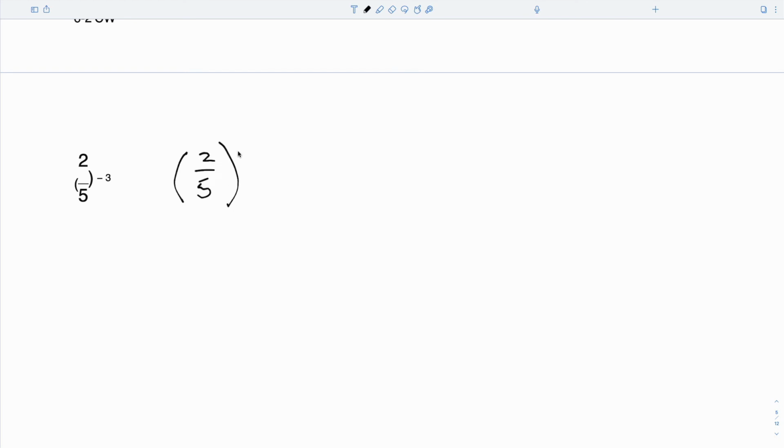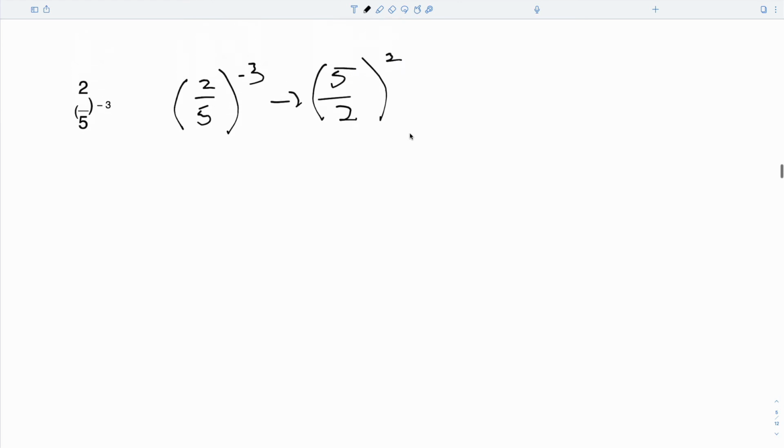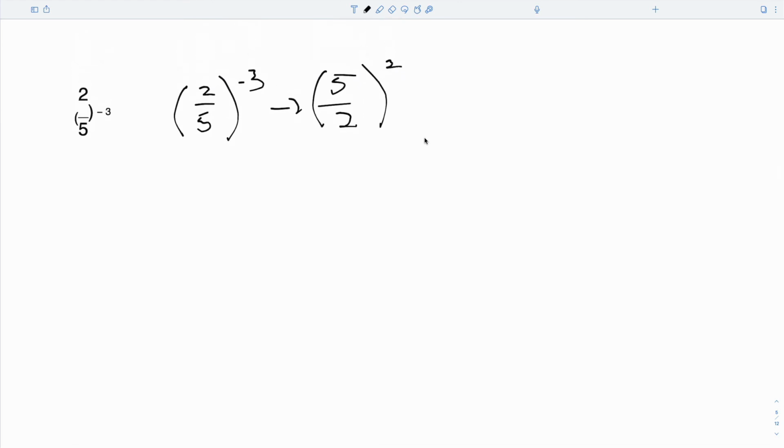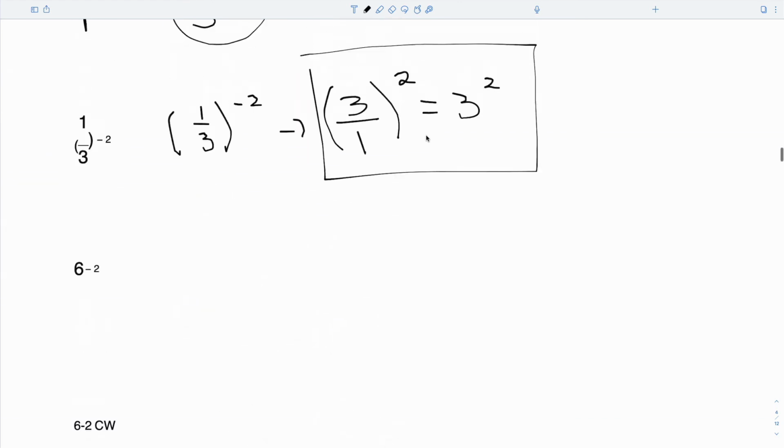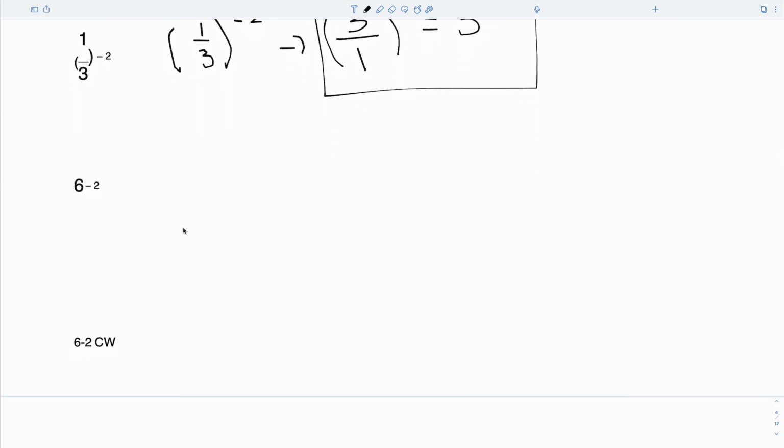2 to the 5th to the negative 3rd. Okay, flip your fraction. Make your exponent positive. Tony, so one question. Did you skip 6 to the negative 2? I did. Where is it? Right here. 6 to the negative 2nd.